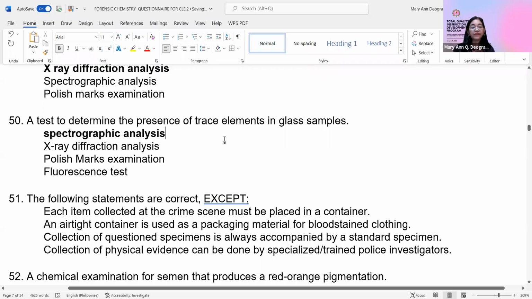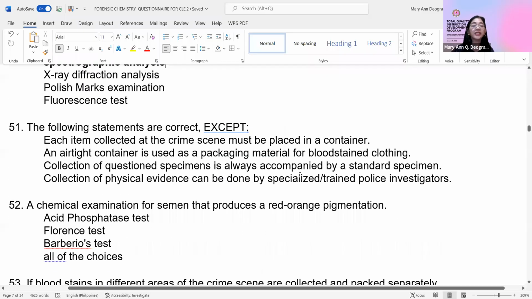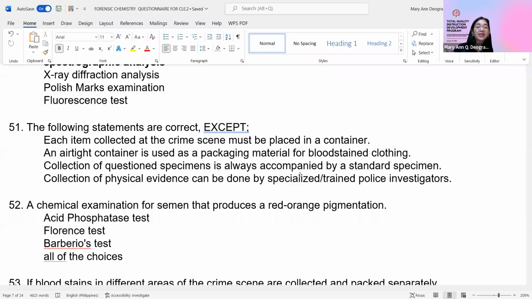Number 51, the following statements are correct except. So, this is on collection. Each item collected at the crime scene must be placed in a container. An airtight container is used as a packaging material for blood-stained clothing. Collection of question specimens is always accompanied by a standard specimen. Collection of physical evidence can be done by specialized or trained police investigators. Which of the following is incorrect?